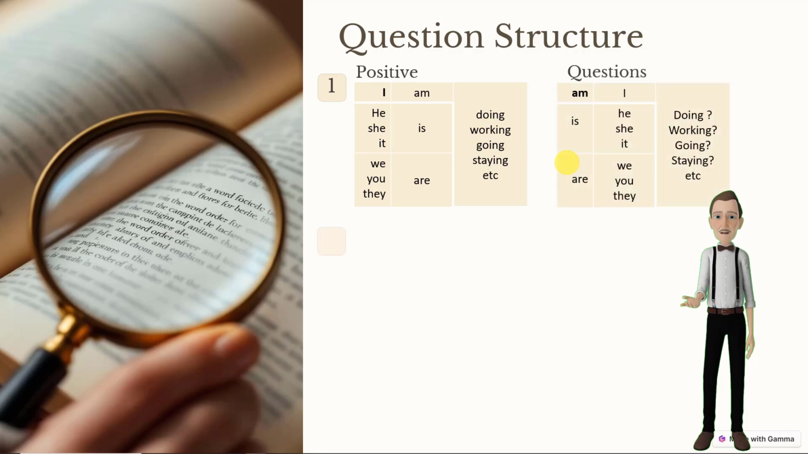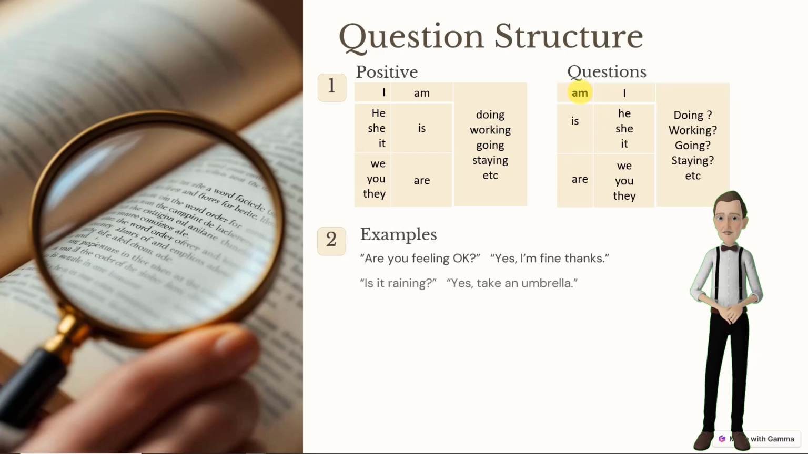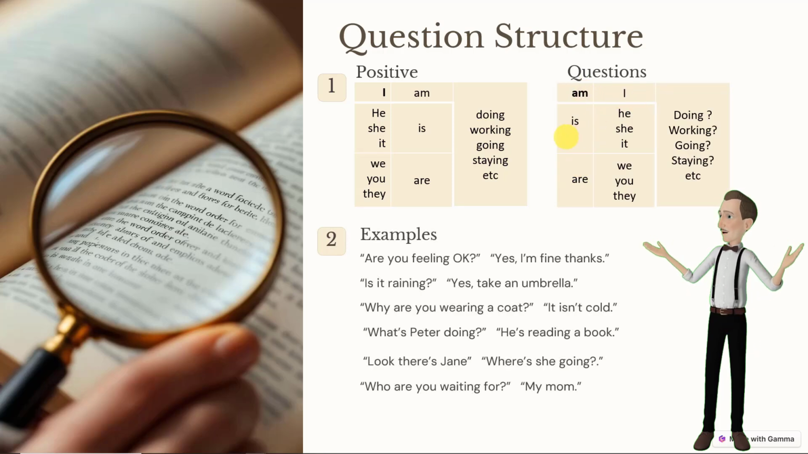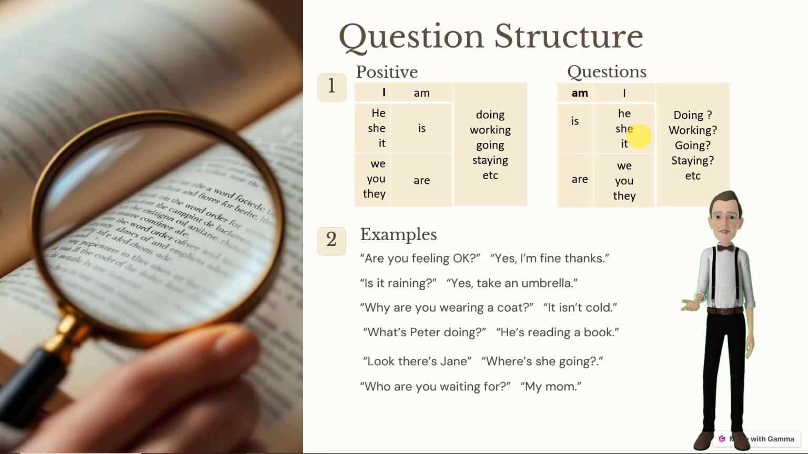Righto, questions. Am I? Is he doing? Is she working? Is it going? Are we staying? Are you doing? Or are they living? Or whatever the case might be, right? By the way, this etc. means continuation of these words over here. Righto. Now let's have a look at some examples over here.